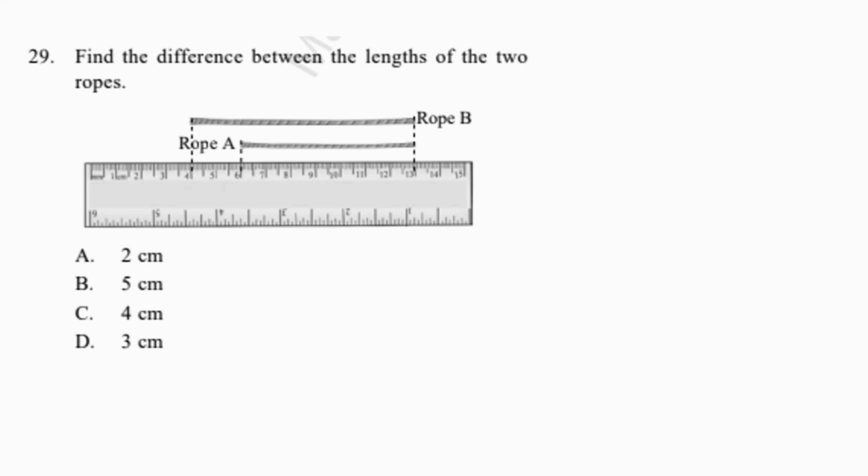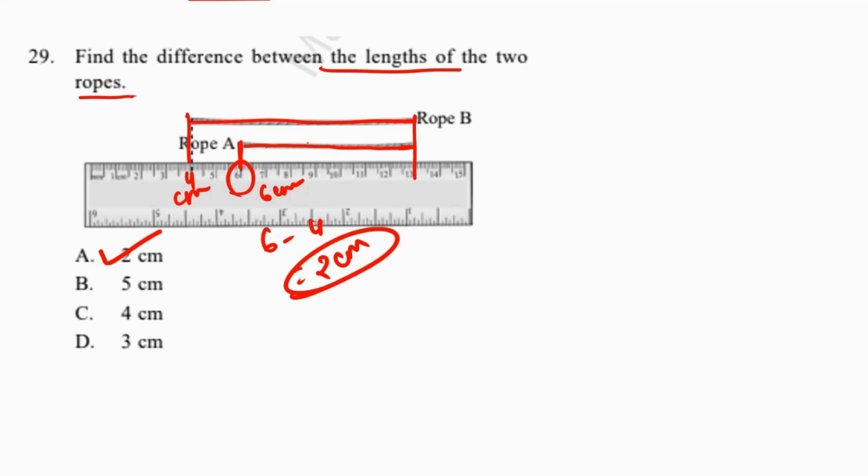Next question number 29. Find the difference between the lengths of the two ropes. If we just observe, this is rope A and this is rope B. Both have the same finishing point. So if we just find out the difference in their starting points, this is starting from 6 centimeter and this is starting from 4 centimeter. So the difference in their starting points is 2 centimeter. Hence, that's the difference in their lengths as well.